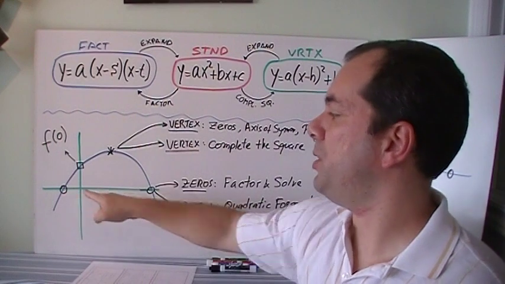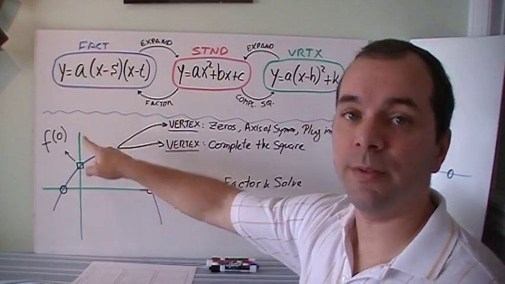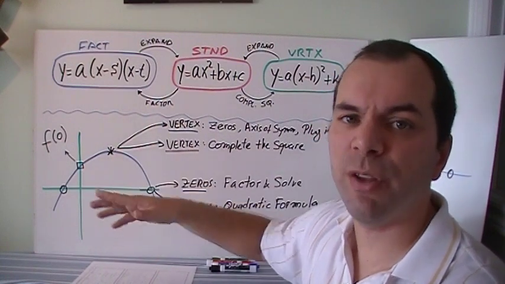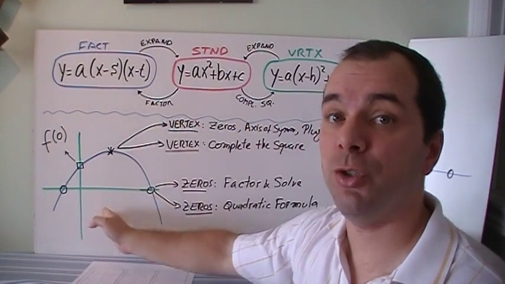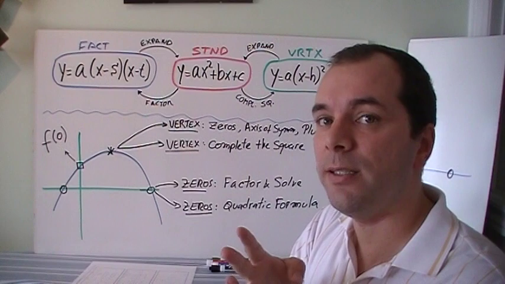So if we have a parabola like this, the main points for that parabola are going to be the two zeros, the horizontal intercepts, the y-intercept, or the vertical intercept, and the vertex. And with the vertex we have the axis of symmetry too. So there are two ways of finding both vertex and zeros.